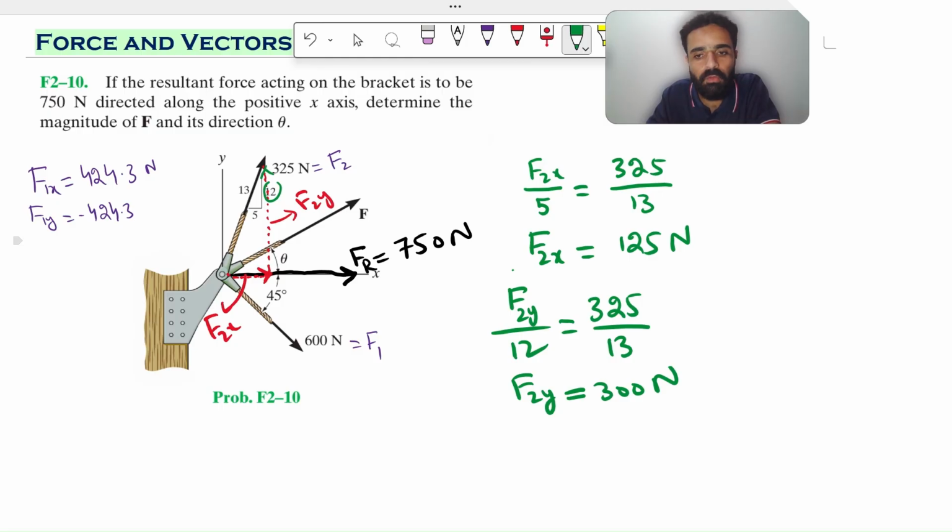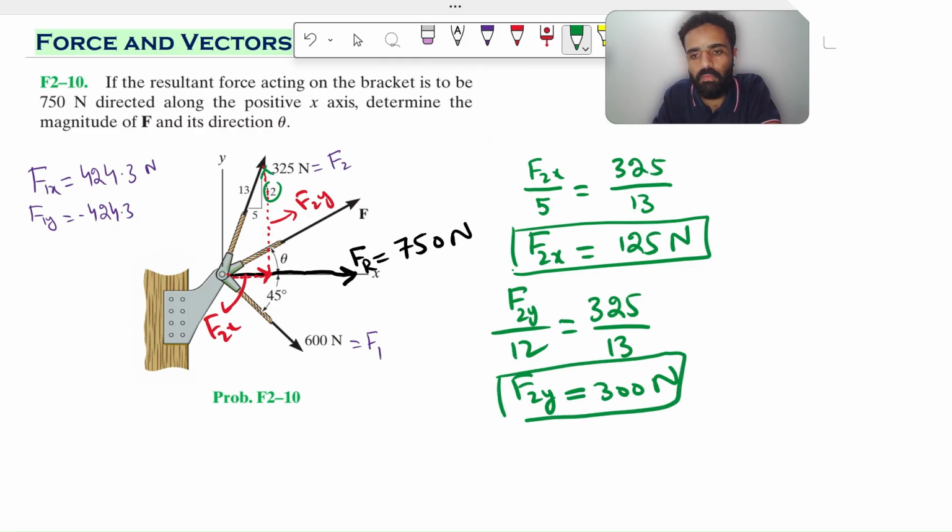So both values will be positive. So I will be writing this F2x and F2y, which are the horizontal and vertical components of this F2 force here. Because I need these values for future calculation, we found the value of the horizontal and vertical components of this F2 force. Now I will be finding the value of the FRx, the horizontal and vertical components.